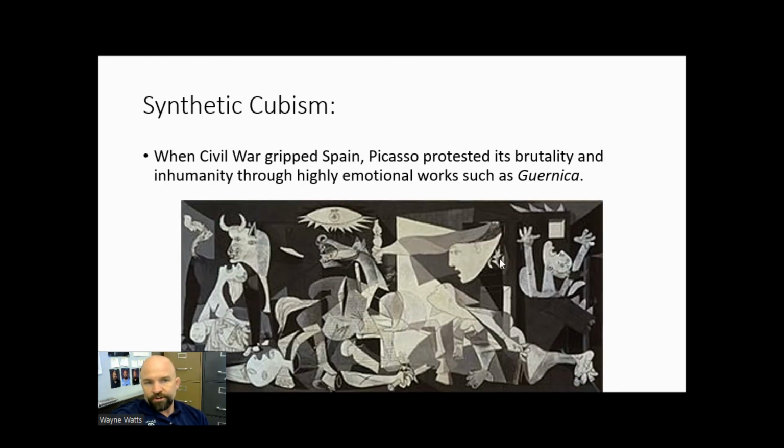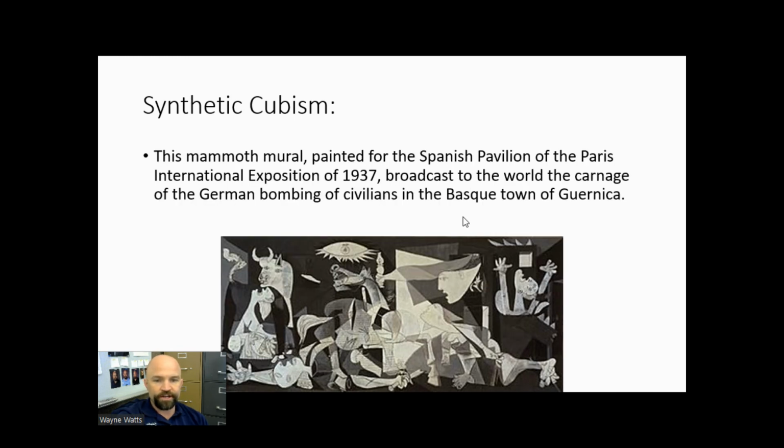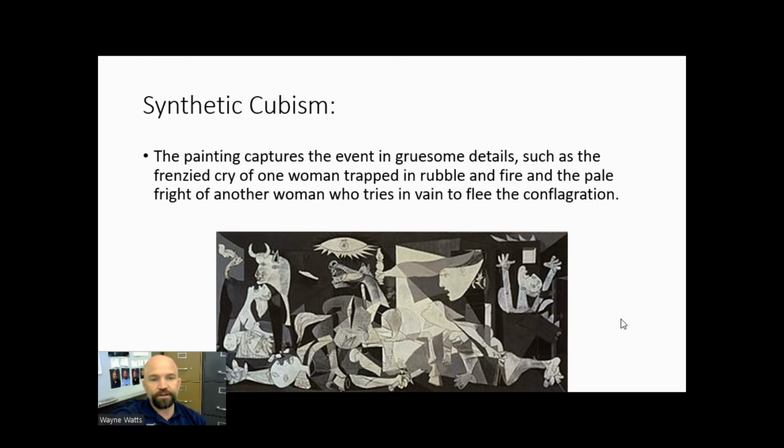When civil war gripped Spain, Picasso protested its brutality and inhumanity through highly emotional works such as Guernica. This mammoth mural, painted for the Spanish pavilion of the Paris International Exposition of 1937, broadcast to the world the carnage of the German bombings of civilians in the Basque town called Guernica.